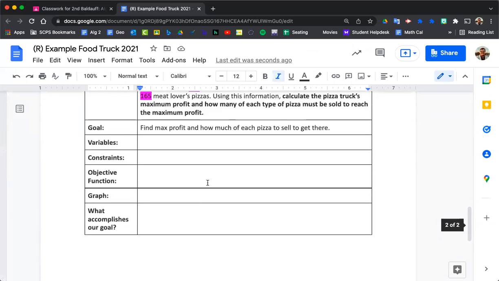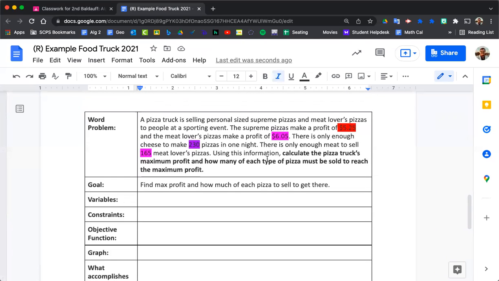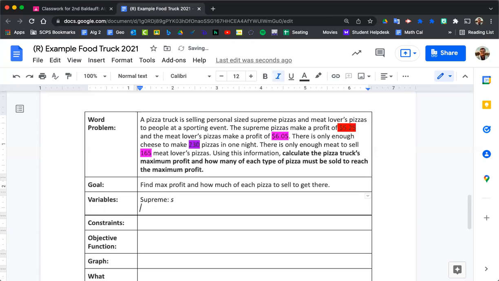For the second example, I'm going to do a similar thing. For this one, we're comparing Supreme pizzas and Meat Lovers pizzas. So those are my two variables. For Supreme, I'll use an S to identify it. And for the Meat Lovers pizzas, I'm going to use an M to identify it. That way I can identify both of these if I ever need to write any sort of equation with either of them. Those are my two variables.